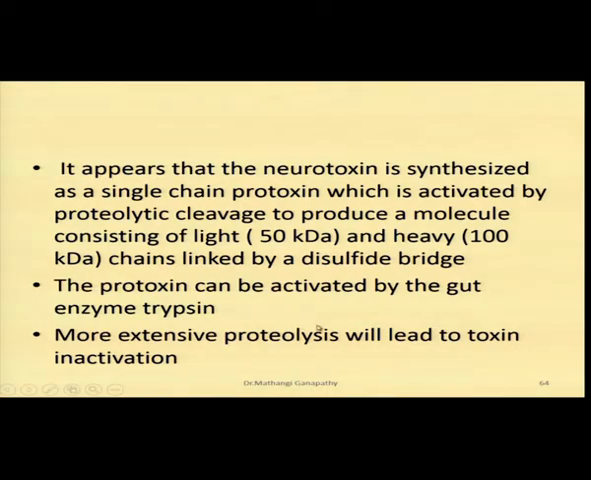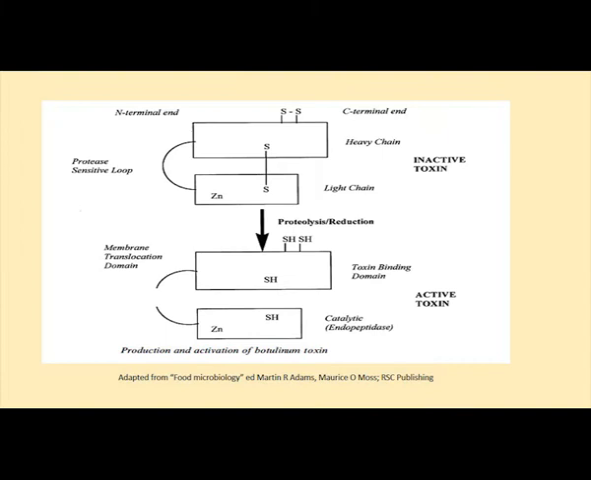And inside the gut, we have the enzyme trypsin, which is capable of this proteolytic cleavage, thereby converting the consumed protoxin into the active toxin. But if more extensive proteolysis takes place in the gut, this will lead to toxin inactivation. So this picture shows the inactive toxin. You have the heavy chain here, you have the light chain here. This is the inactive toxin. On proteolytic cleavage, this is the membrane translocase domain of the particular protein concerned. This is the toxin binding domain. So on proteolytic cleavage, this becomes the active toxin.